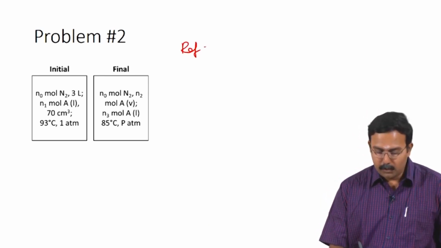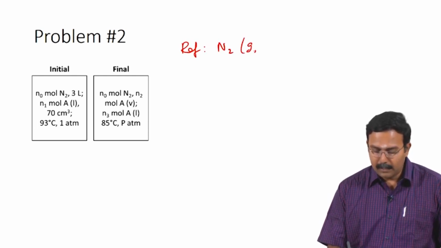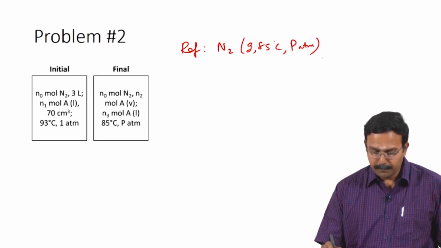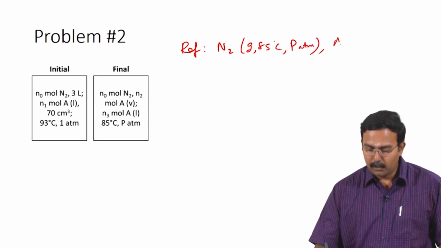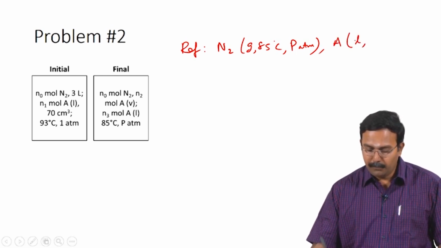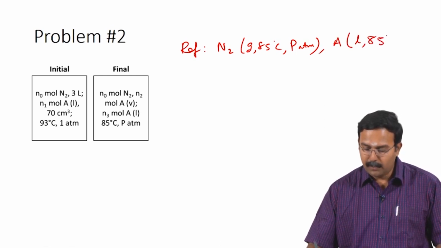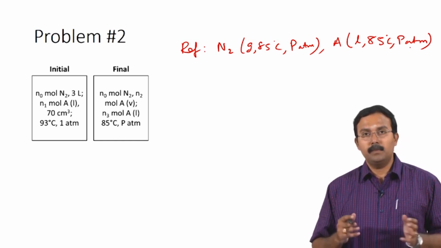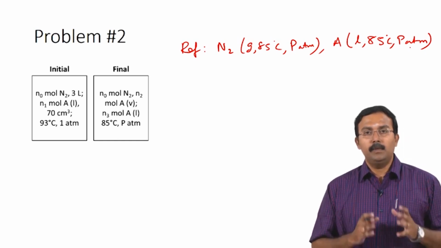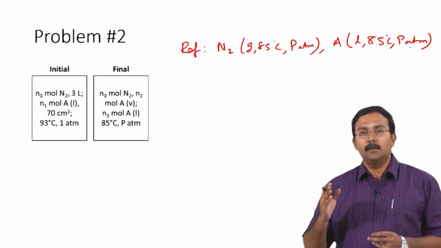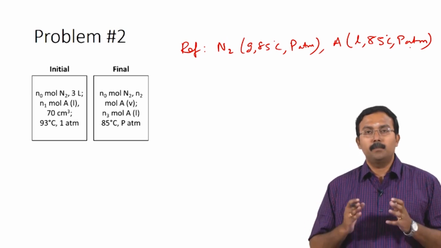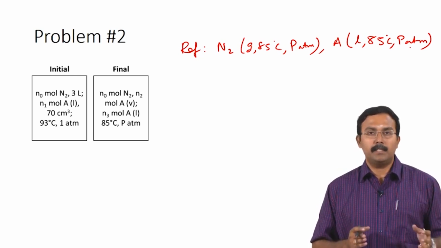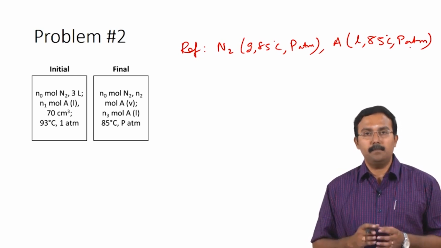So, the reference states used are nitrogen gas at 85 degrees Celsius and pressure P atmospheres, and you also have component A. I am assuming the liquid phase of the final condition, which is liquid phase at 85 degrees Celsius and P atmospheres, as the reference state. We have the final condition pressure as P atmospheres. So, pressure P atmospheres to the initial condition pressure 1 atmosphere indicates that there is a change in pressure.